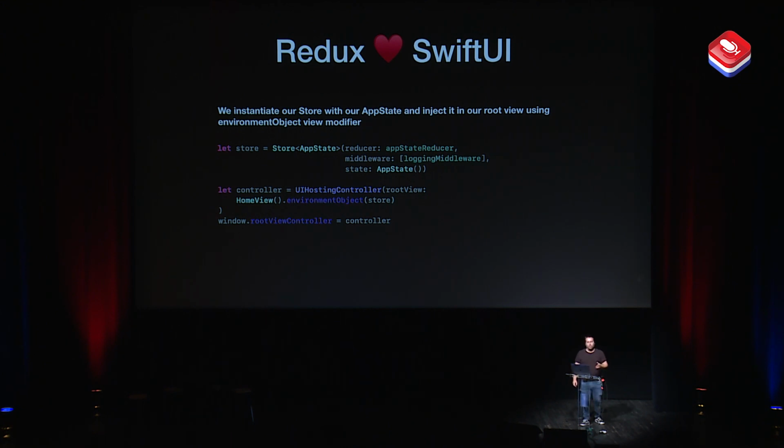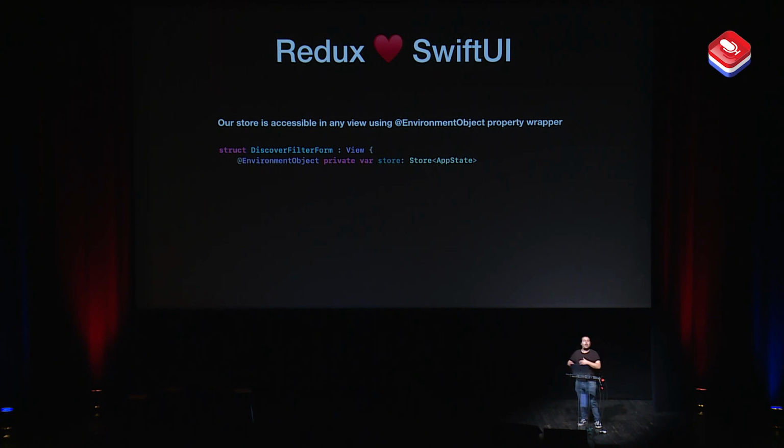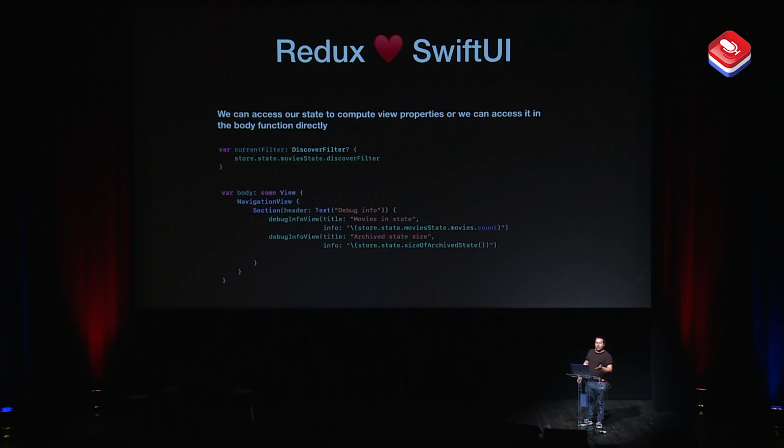If you make a new SwiftUI application from Xcode, a new project, you will first instantiate your store, your state. Then you will make your hosting controller, and you will instantiate your initial view. Here I'm calling it HomeView. Then I will inject my store using the view modifier environmentObject. It means that in any subview of this view hierarchy, so in any view in my app, I can use the EnvironmentObject property wrapper to access my store instance. From there, I can use my store directly to compute properties on my view, or I can use it directly in the body. And anytime the values in my state change, my view will get updated.